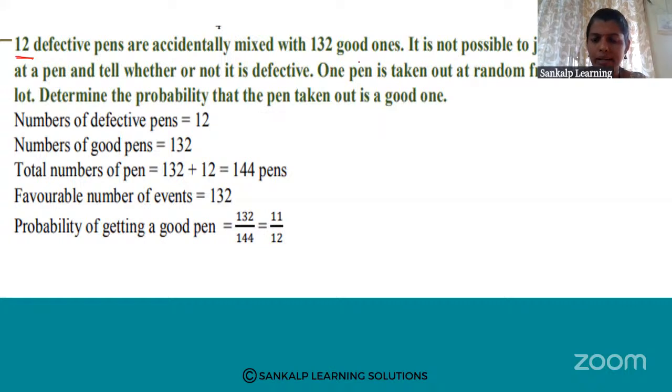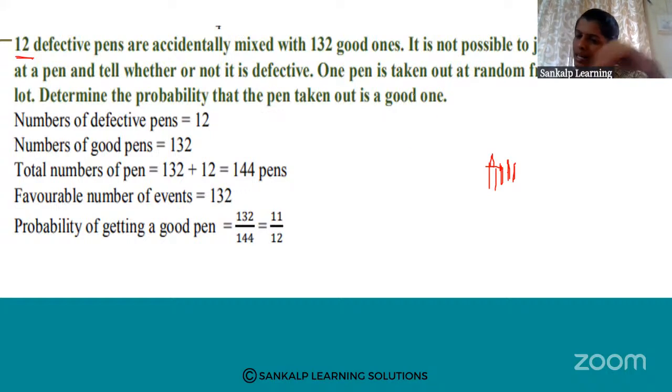ಅದನ್ನ ನಾವೇನ್ ಮಾಡ್ತೀವಿ, 132 ಗುಡ್ ಪೆನ್ ಇದೆ. ಆ 132 ಗುಡ್ ಪೆನ್ ಜೊತೆಗೆ ನಾವೇನ್ ಮಾಡಿದೀವಿ, ಎಲ್ಲವನ್ನ ಮಿಕ್ಸ್ ಮಾಡಿದೀವಿ. ಓಕೆ. ನೆಕ್ಸ್ಟ್, it is not possible to just look at a pen and tell whether it is good or defective. ಸೊ ನಮಗೆ ನೋಡಿದ ತಕ್ಷಣ ಫೈಂಡ್ ಔಟ್ ಮಾಡಕ್ ಆಗ್ತಾ ಇಲ್ಲ whether it is defective or good one ಅಂತ.